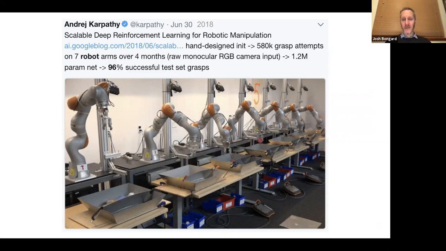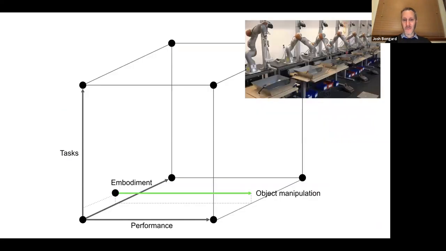However, if you take the machine here and the algorithm that produced the successful behavior, you can think of this as a vector that moves horizontally within a particular plane in this cube. So we have machines on the left, which aren't able to grasp unknown objects. And then this machine learning algorithm moves within a horizontal plane.